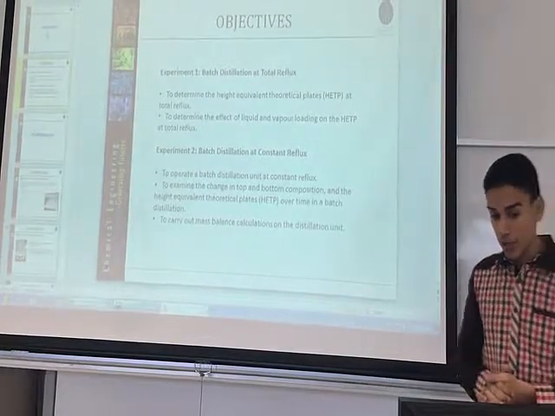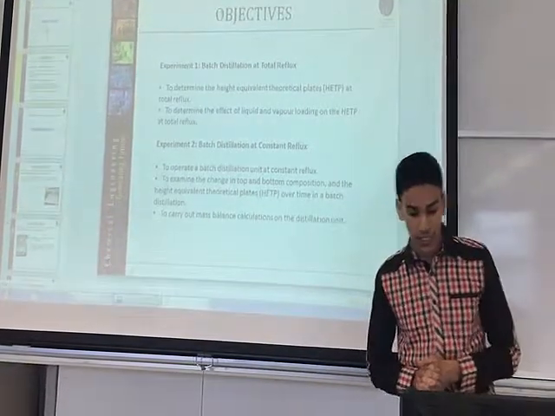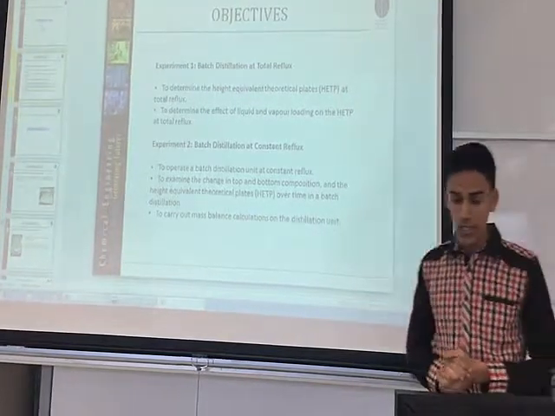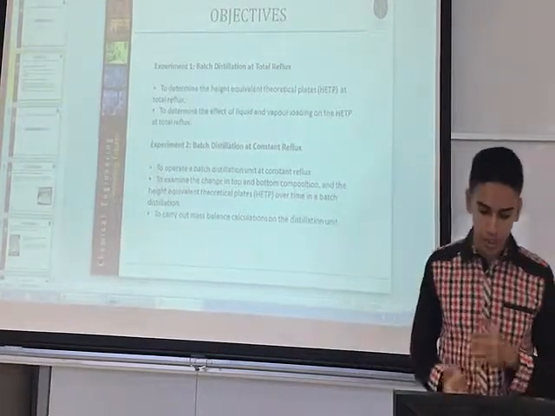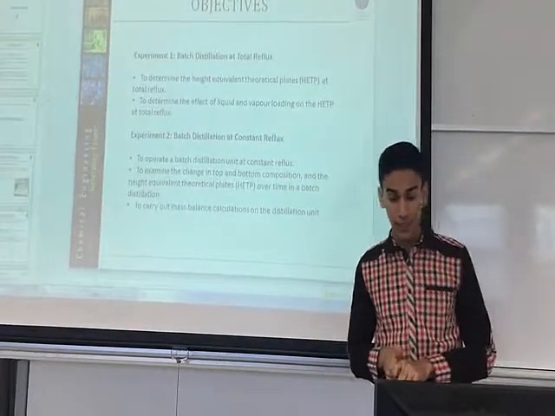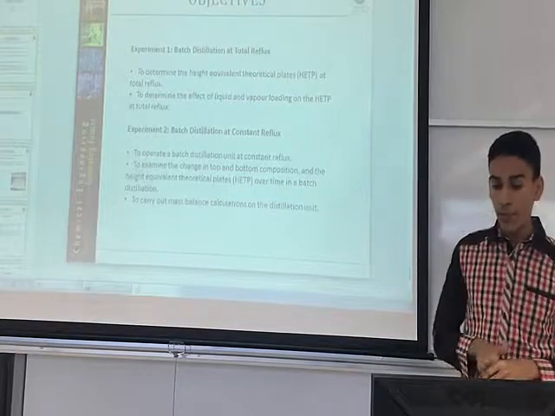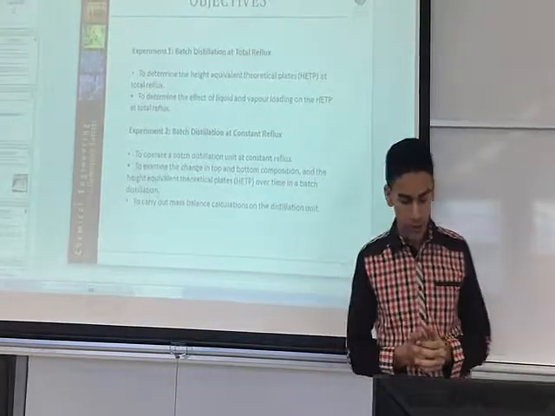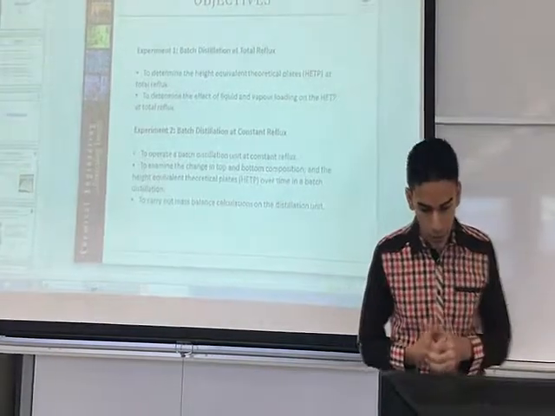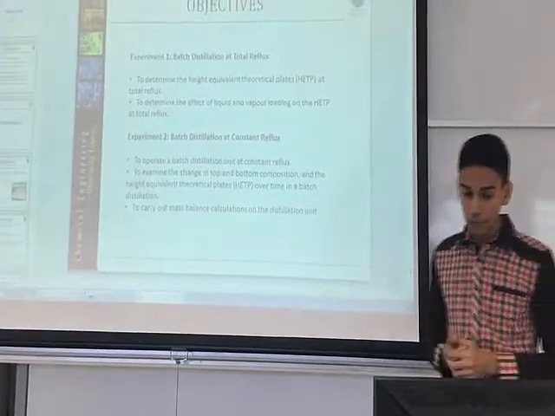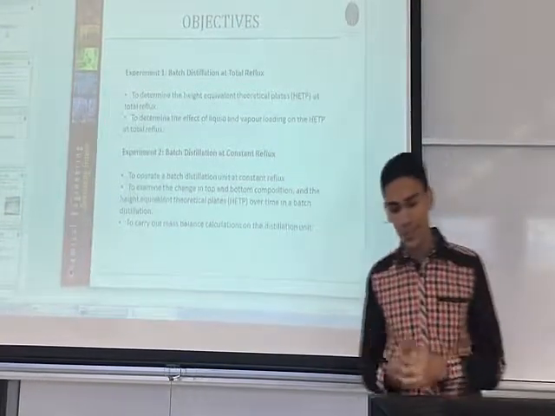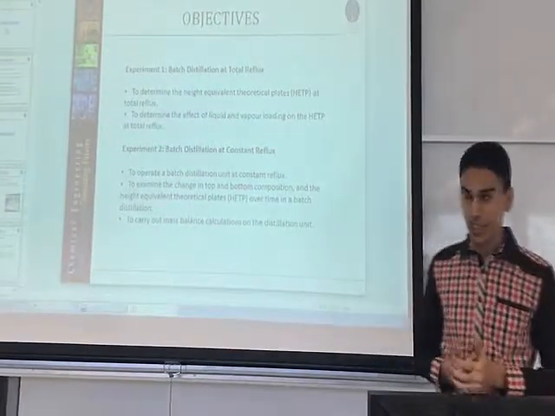First, the objectives of the batch distillation at total reflux are to determine the height equivalent theoretical plate, and to determine the effect of the liquid and vapor on HETP. For the batch distillation at constant reflux, the main objective is to examine the change in the top and the bottom composition, and to carry out the mass balance calculation on the distillation unit.